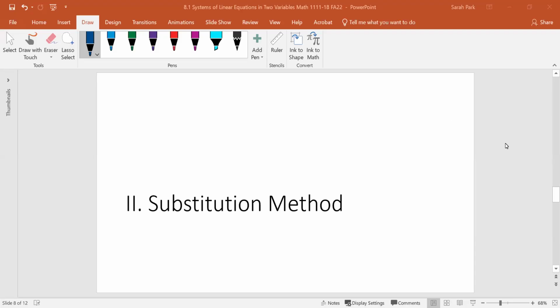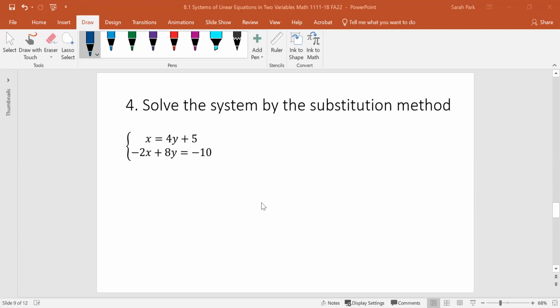Okay, continuing with the substitution method for systems of linear equations. And so let's continue with this method in addition to the addition method. So we have solving the system using the substitution method for this equation, x equals 4y plus 5. And then the second one is negative 2x plus 8y is equal to negative 10.